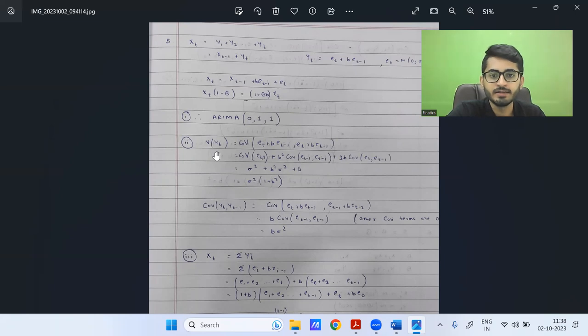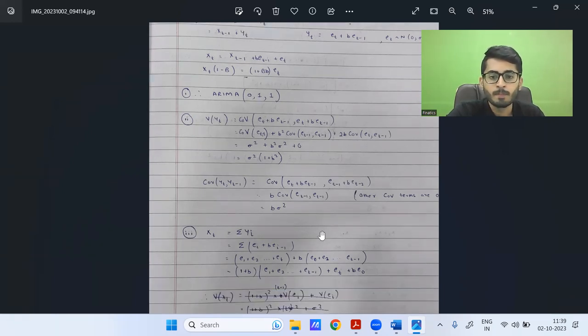Part 2, variance of yt. This is nothing but, substitute yt, which is et plus b e(t minus 1). So covariance of et plus b e(t minus 1), comma et plus b e(t minus 1). These will be the terms. Covariance of et comma e(t minus 1) is 0 because error terms are independent. So this is coming out to be sigma square into 1 plus b square. Covariance of yt comma y(t minus 1): I again substitute yt and y(t minus 1) in terms of error terms. All the other combinations of covariance terms will be 0 because they're of different time periods, and we know that error terms of different time periods are independent. So what we get is b sigma square.